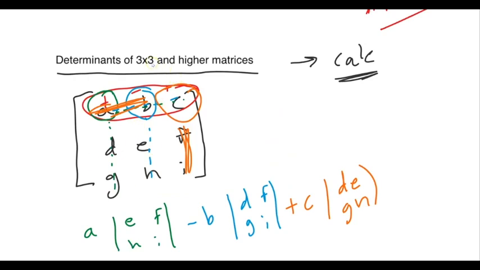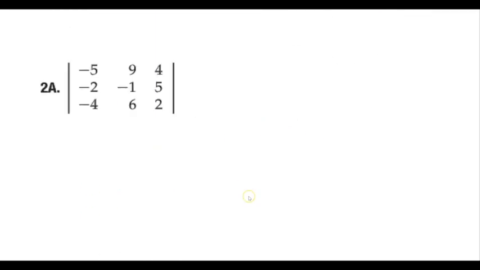If you want to do 3x3, 4x4, 5x5, you all do them the same way. It's just pick a row or column, expand. You do more of it in linear algebra. Anyway, after all that, let's do an example on our calculator.